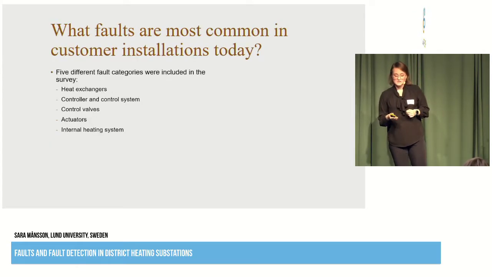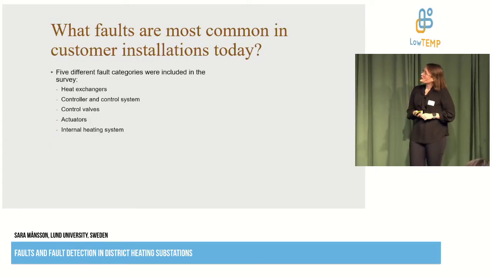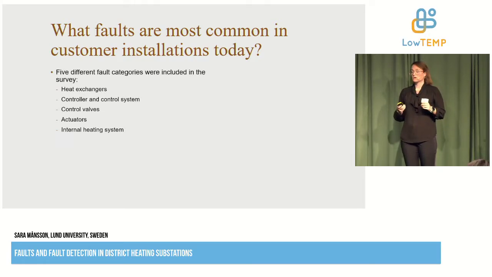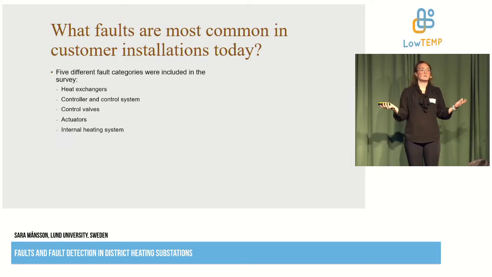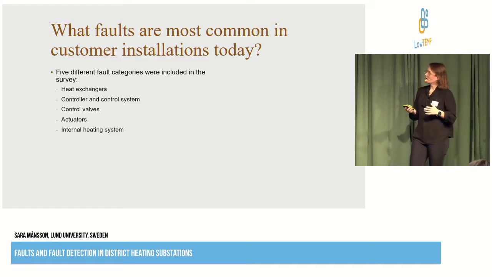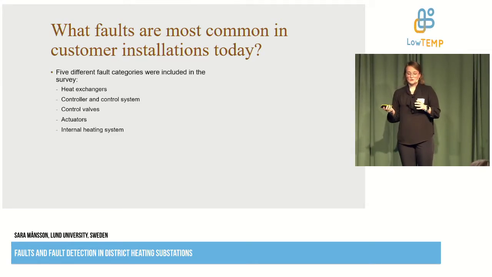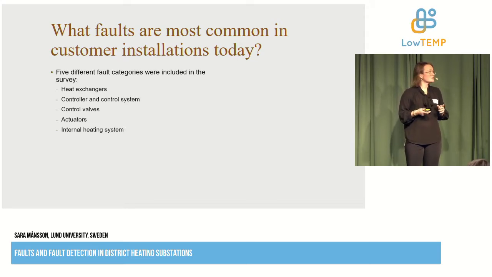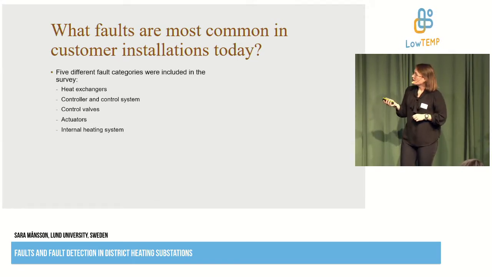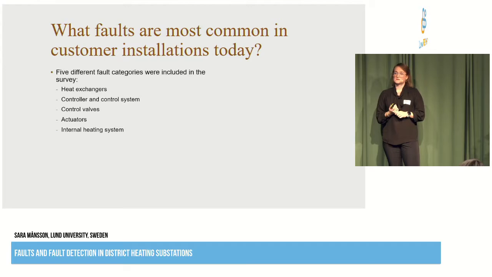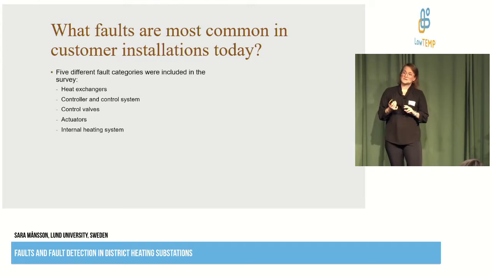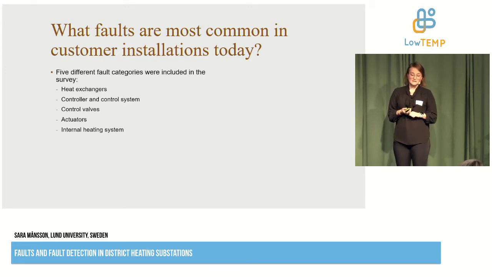And speaking of faults, as I mentioned, we also looked at the most common faults in the installations today, and here we conducted a survey study instead because we wanted to have a lot of input from different utilities. And we got answers from 56 Swedish utilities. And in the survey, we included 5 different fault categories, and these are the ones here. The heat exchangers, control system and controller, control valves, actuators, and internal heating systems.